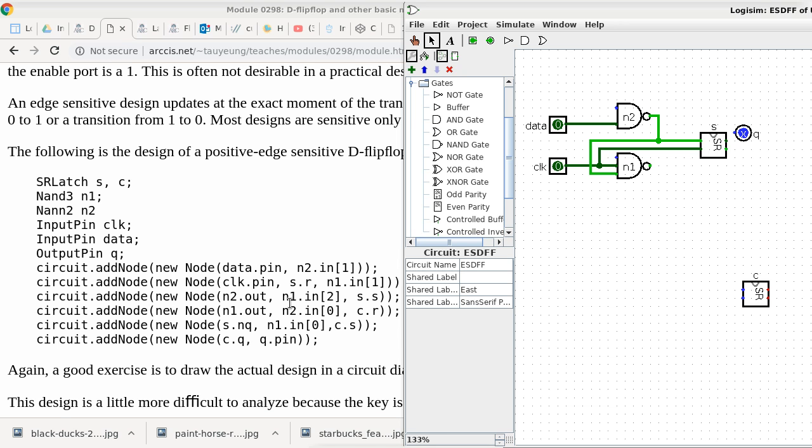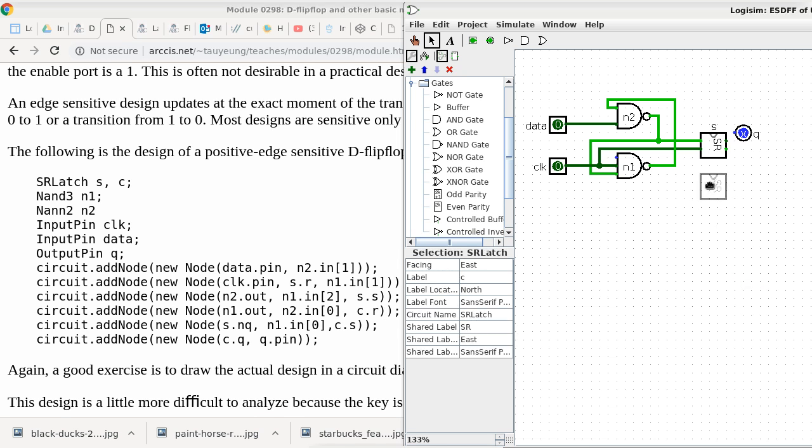Okay. We're moving on to the fourth line. The fourth line takes N1's output and brings it to the first input of N2. Okay. So we'll do a loop around here like that. It's also going to the R pin of the SR latch. The R pin of the SR latch is the one at the bottom. So we bring it here. So that takes care of the fourth node.